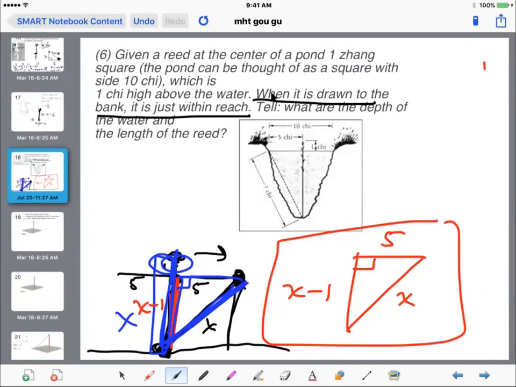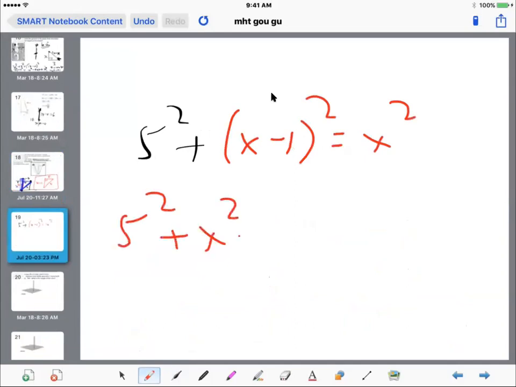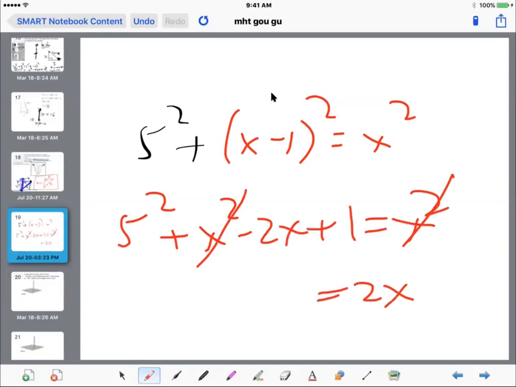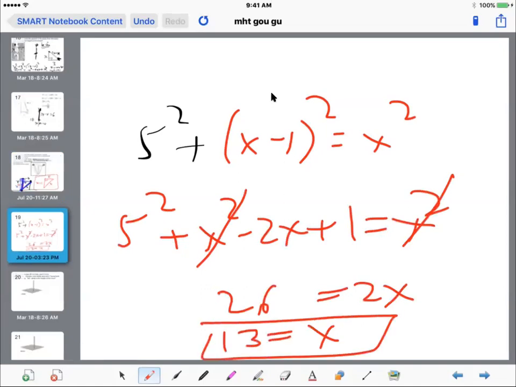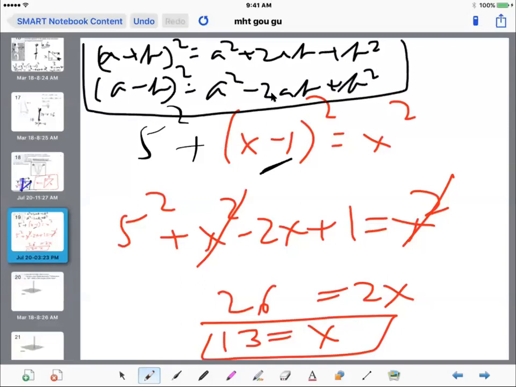Good, and I see a lot of x equals 13s. The work would be 5 squared plus x minus 1 squared is equal to x squared. 5 squared plus x squared minus 2x plus 1 equals x squared. Again, the x squareds cancel out, and 2x is equal to 26, or x equals 13. So far in this course, the main mathematical things you needed to know, and this was for the Babylonian math, and also in this, was a plus b squared equals a squared plus 2ab plus b squared, or a minus b squared. In this case, you would need a squared minus 2ab plus b squared. Those are mainly the mathematical prerequisites for the course.